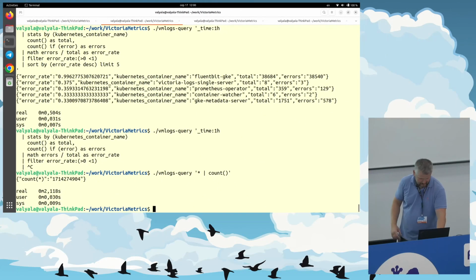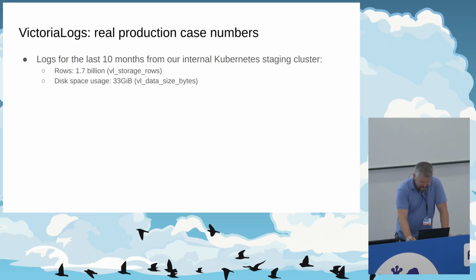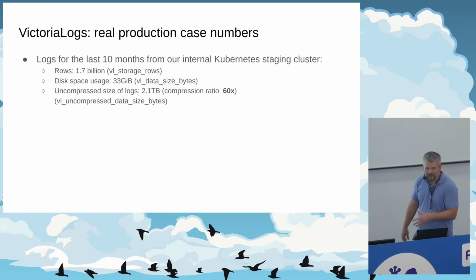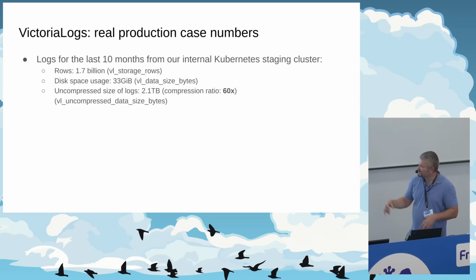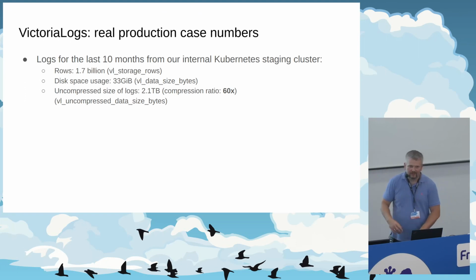1.7 billion logs here. The disk space usage, all this 1.7 billion of logs occupy 33 gigabytes of disk space right now. And the uncompressed size of these logs is more than 2 terabytes. This means that the compression rate for these logs, for typical Kubernetes installation logs, is more than 60 times.